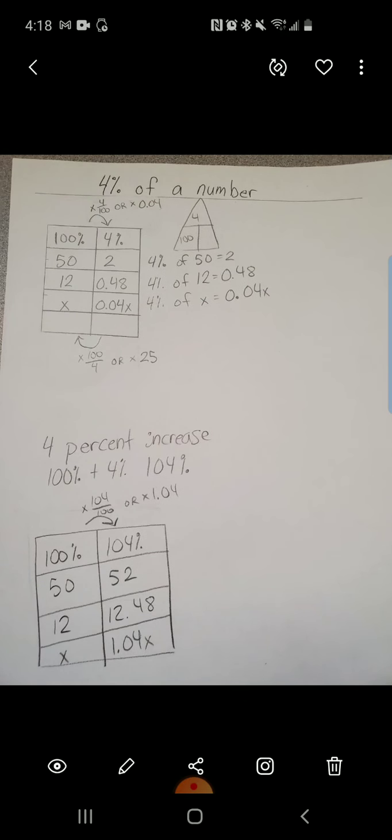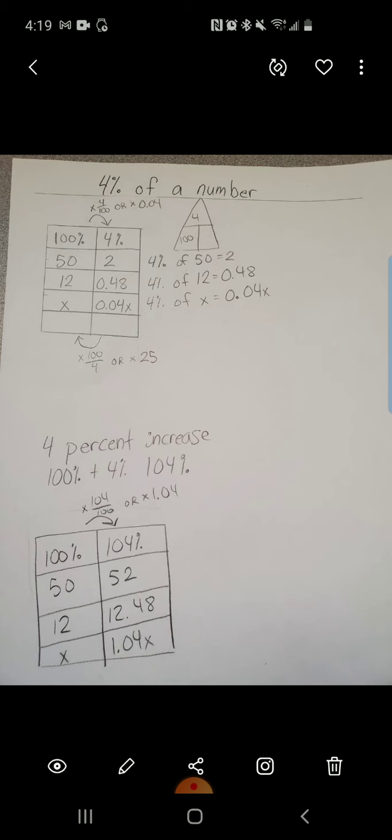You can use this table to help you find percent increase or percent decrease, or you can create a new table to find 4% increase and 4% decrease. The table below says 4% increase is 100% plus 4%, which is a total of 104%. The constant of proportionality from 100 to 104 is times 104 hundredths.